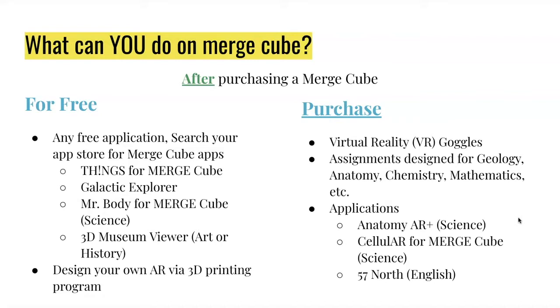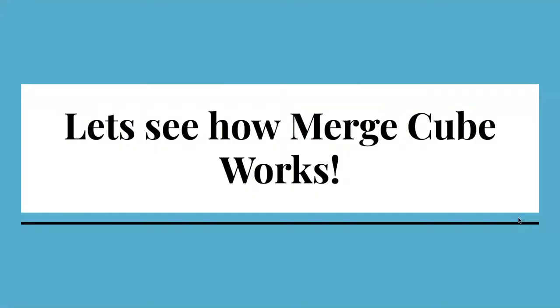But moving away from my content area, this 57 Degree North app looked really interesting. It was an interactive narrative story, and it looked like you kind of got brought into literature, which I think would be pretty cool for any English teachers that are out there. So what I'd like to do really fast is show you how this works. I'm going to use the Merge Cube that I have in addition to some of the apps that I have here on my cell phone.